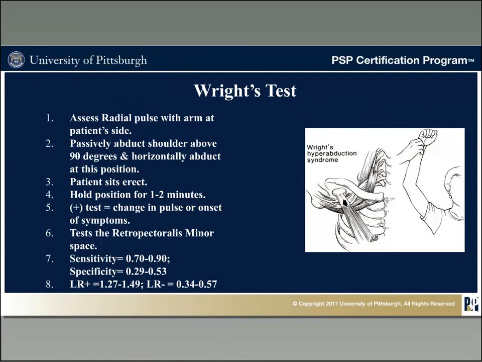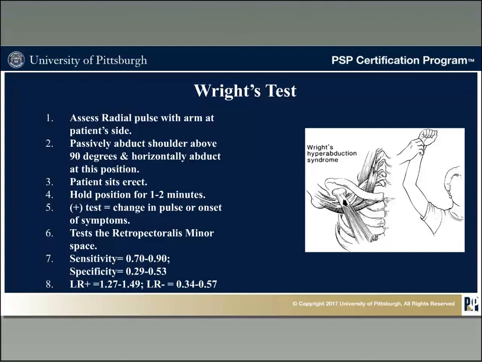The Wright's test, sometimes known as the hyperabduction sign as well. This is where we're going to take the arm up into an elevated position and again monitor that radial pulse for any changes in potential flow through that particular artery.